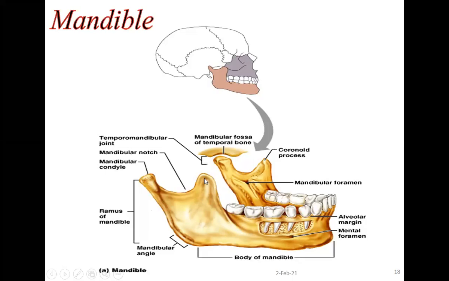Then we have the coronoid process. This is the coronoid process, and this one is the mandibular condyle. Here, between the ramus and the body, is the angle of the mandible. This mandibular condyle will articulate with the mandibular fossa of the temporal bone to form the TM joint, the temporomandibular joint. Whenever two bones come together, it forms a joint.